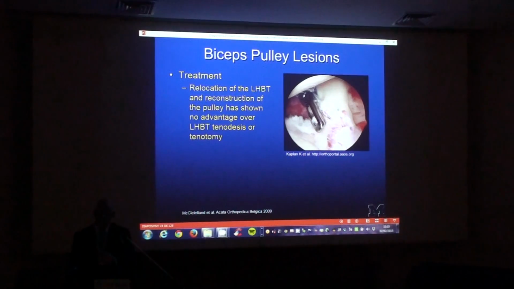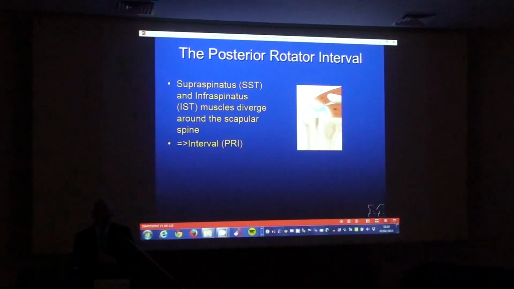And here you can see an arthroscopic image. You can see the abnormal long biceps tendon. And this is part of the tenotomy where they snip that proximal long biceps as part of the repair.